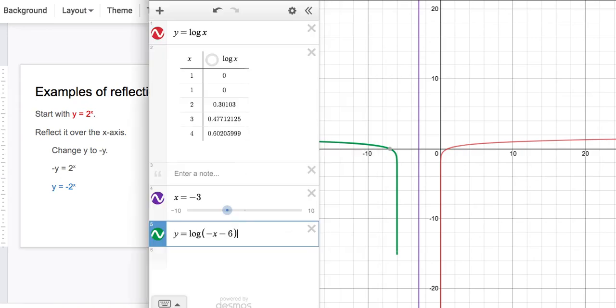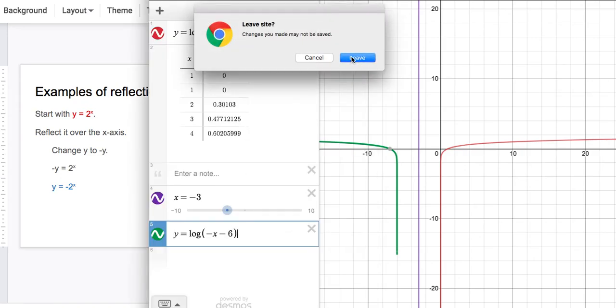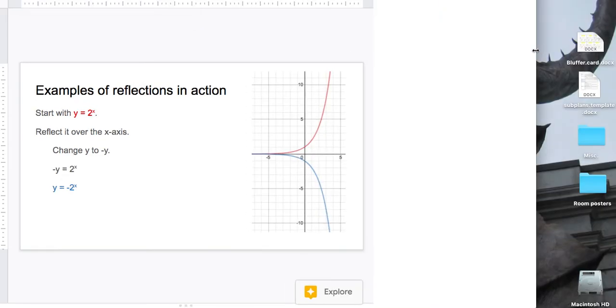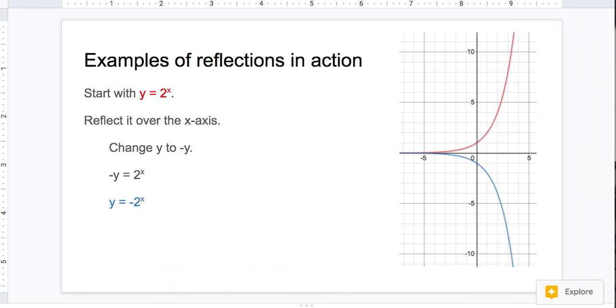So now let's take a look. I'm going to get rid of Desmos here. We don't need this anymore. Let's pull this over so we can see it bigger. I'm going to start with an exponential function. So 2 to the x. If I just want to do an x-axis reflection, I change y to negative y. I solve, and there we go. The original 2 to the x, there's the reflected form.